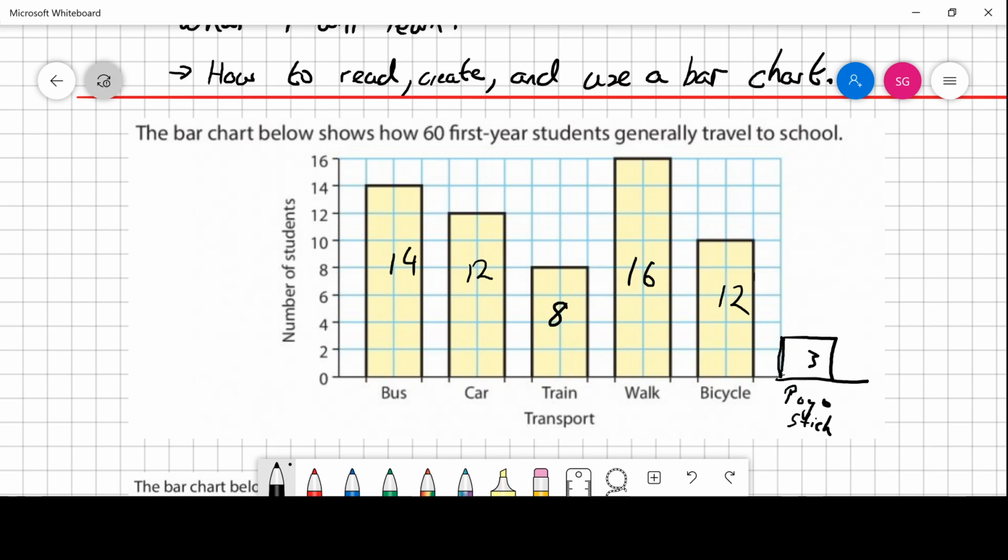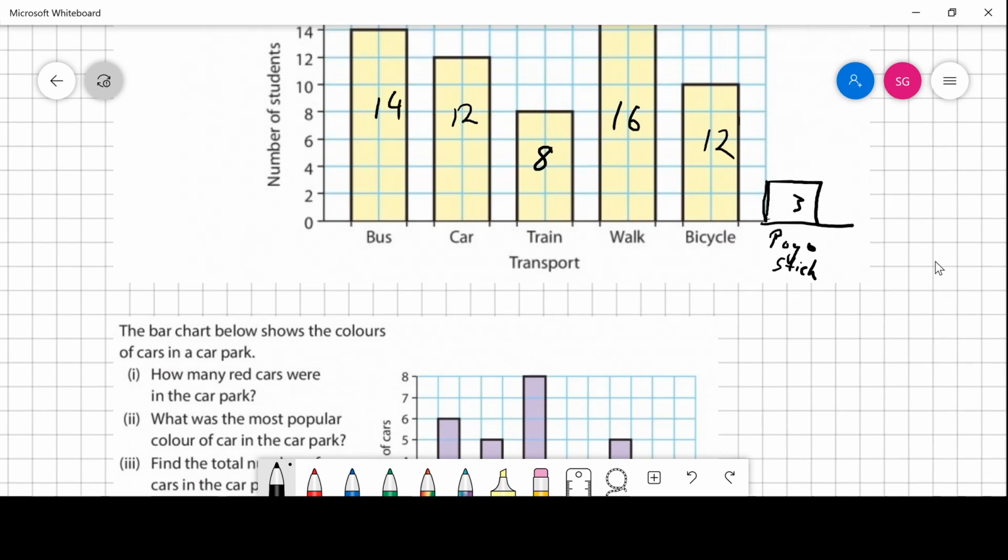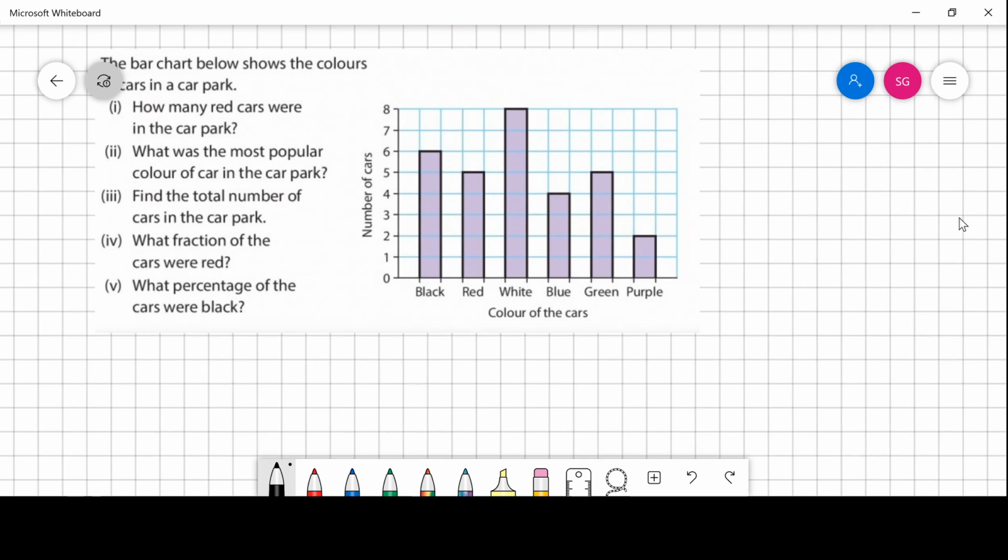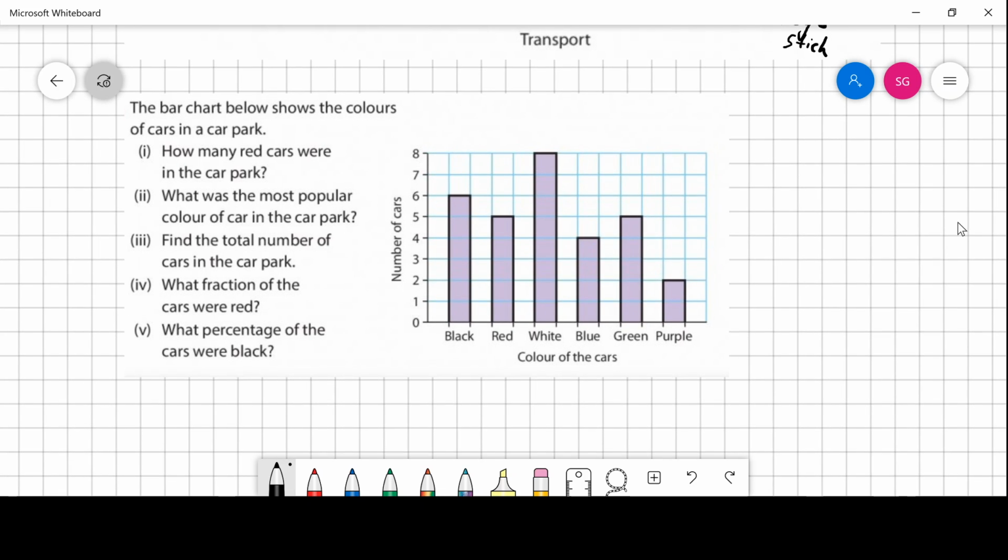Okay, so let's look at a few questions, and hopefully this will click things into place. The bar chart shows how many colors of cars are in a car park. So they've gone through a car park, they've counted each car. So how many red cars are in the car park? Well, you can see that the red bar goes up to 5. So question 1's answer is 5.